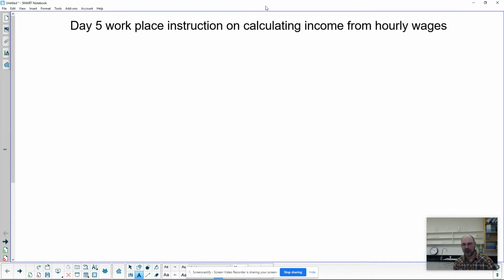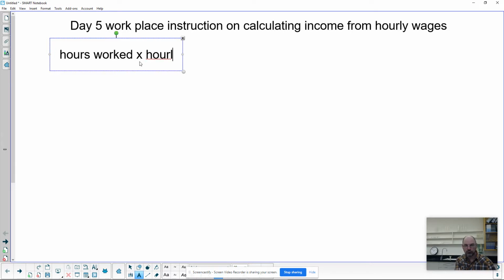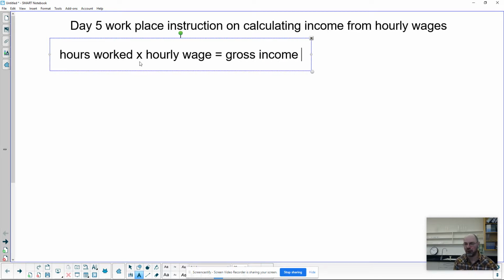What we're going to look at today is calculating income from hourly wages. So how much per hour. When you're doing hourly wages, there's a formula. It's hours worked times your hourly wage is equal to your gross income. So the more hours you work, the more wage you're going to be paid.